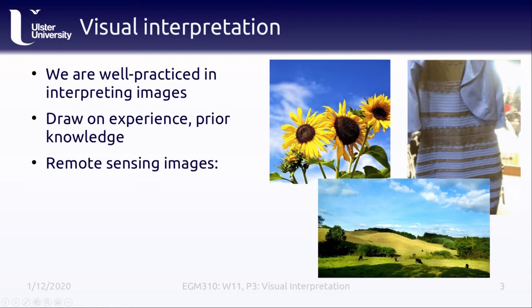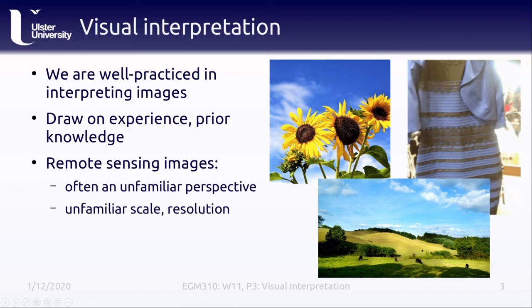Remote sensing images, on the other hand, can be much more difficult to interpret. Most remote sensing images are taken from a very unfamiliar perspective. We're not that used to seeing the world from directly above. The scales and resolution of most images is unfamiliar as well. In many of the images that we'll work with, a house is only a few pixels at most. The sunflowers in this image would be maybe 1 pixel in a high-resolution satellite image.